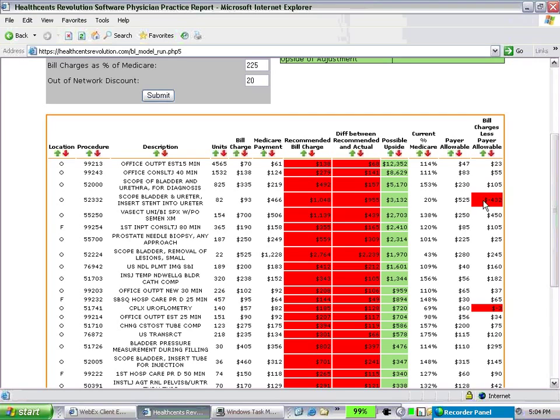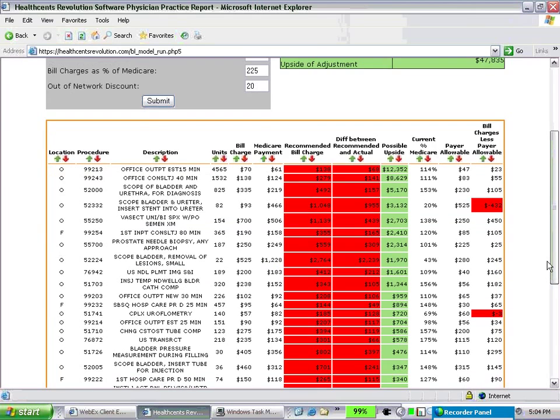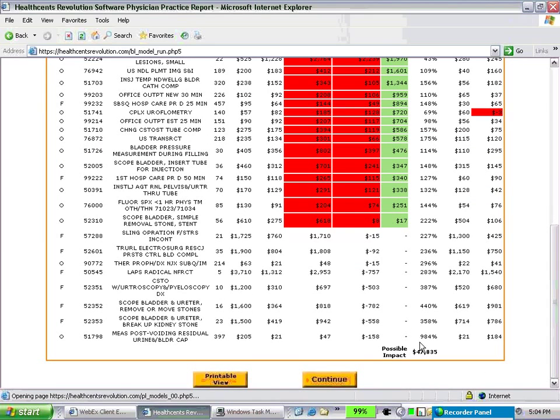We also get feedback that there are 2 codes in particular in this far right column where the bill charges are set less than the payer allowable, and clearly you would want to adjust those codes up by those amounts immediately. Otherwise, you're actually going to get less reimbursement than what the payer is willing to reimburse.